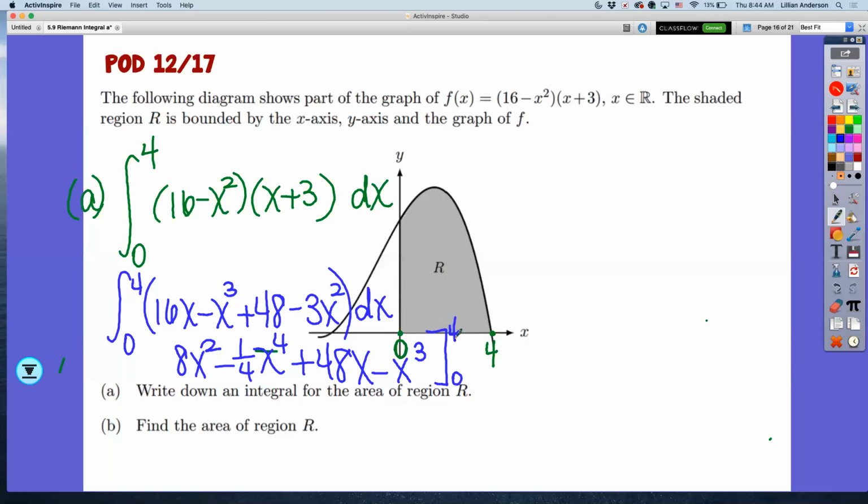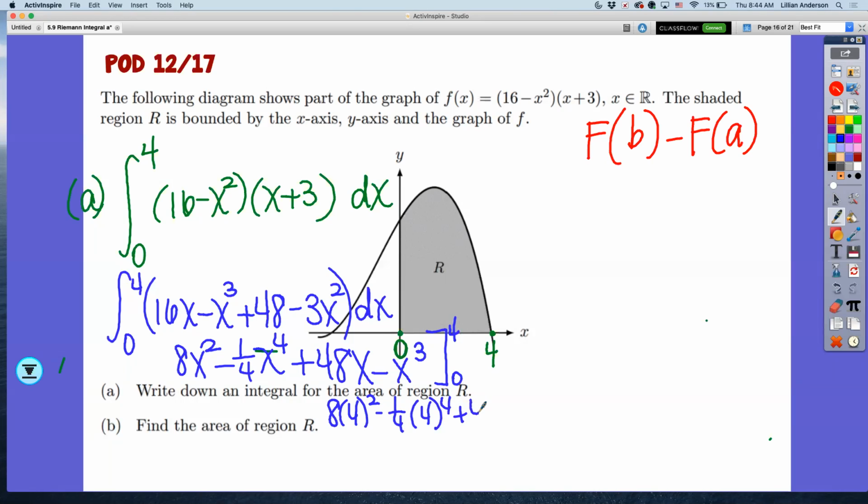That's when we apply the fundamental theorem of calculus. Remember, the fundamental theorem of calculus is you take your antiderivative, you plug in B, you plug in A, and you subtract the two from each other. Which one's B? 4. And A? 0. So I'm going to plug in 4 for all of my x's. It's a lot here. And then subtract it for when I plug in 0 for all of my x's.